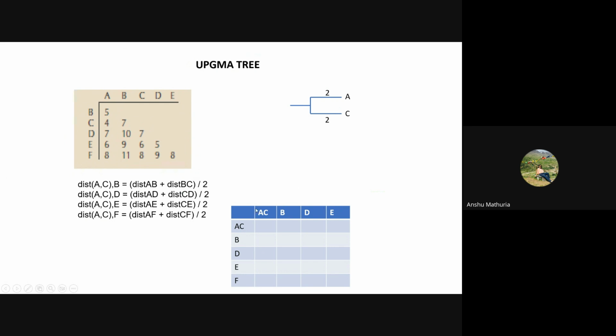So it will be easy to fill for BDE because it is already given in the before table. But how will we calculate the distance between AC and B? So it's written here. So distance between AC and B will be calculated as distance between AB, that will be 5, plus distance between B and C, that will be 7. So it will become 5 plus 7 divided by 2. That is 12 divided by 2, that is 6. So AC and B should have a distance of 6. Did you understand? Yes, ma'am. Okay.